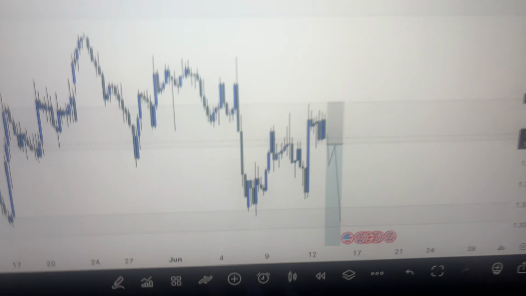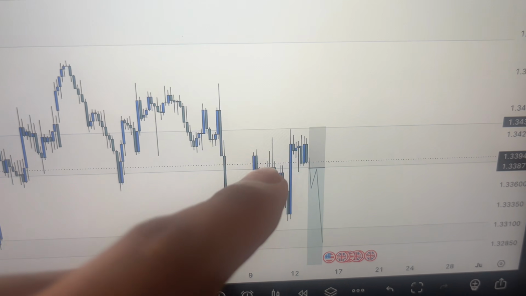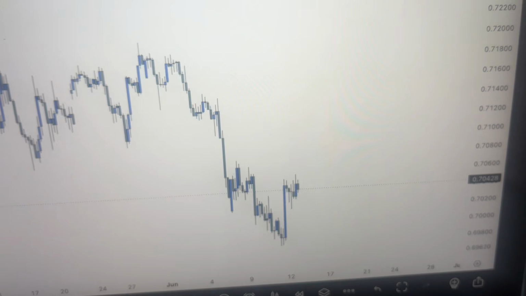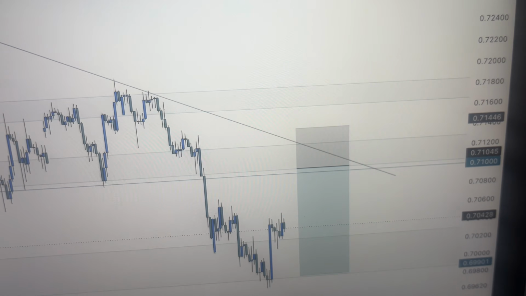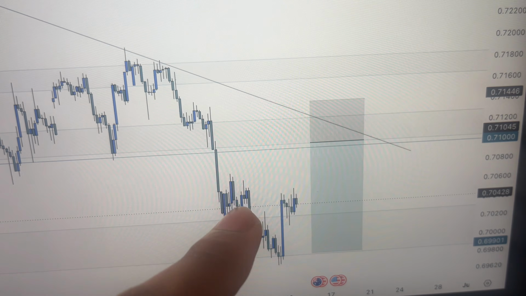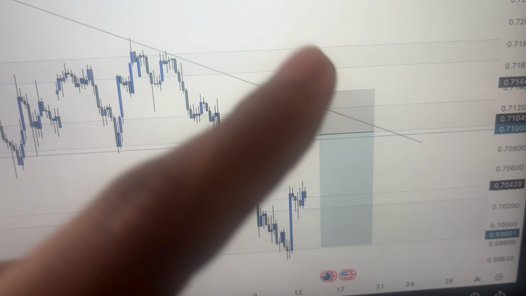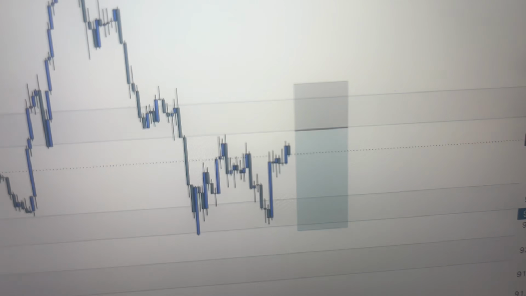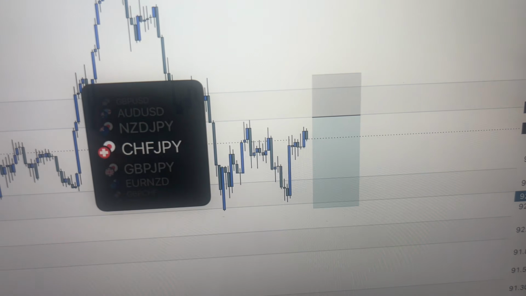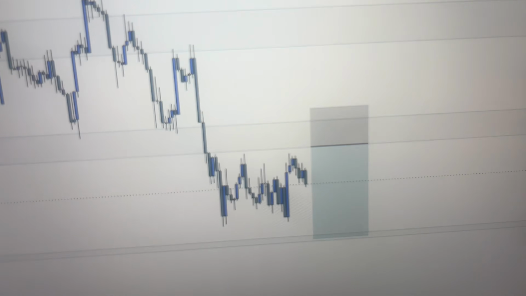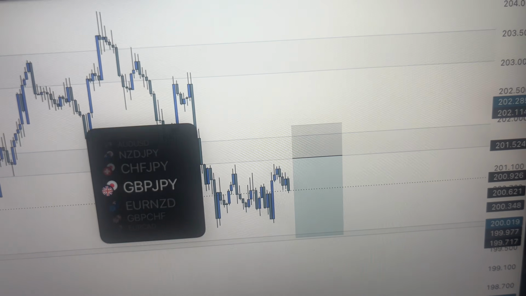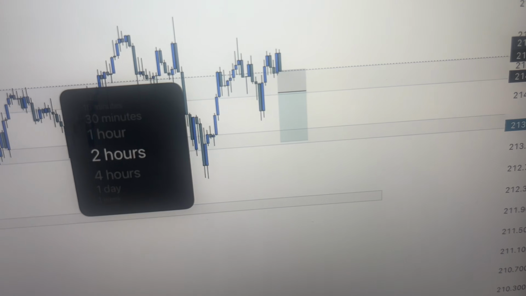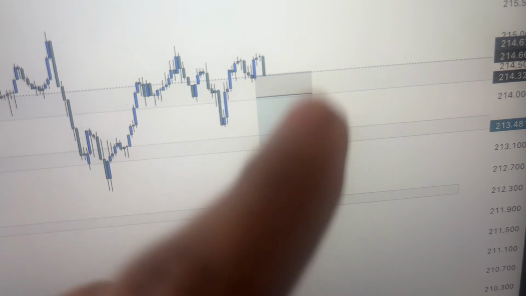So GBP USD also, price finally made it to the area, but I was waiting for the break and retest of the zone. We never had that, so I never took any trade. AUD USD, price never even made it to the area. For the whole week we have just been coming down, and then never pulled up to the area of interest. And then we have NZD JPY, price still never made it to the area, we never took a trade. CHF JPY, we never made it to the area, no trade. GBP JPY, we made it to the area, but I didn't get my entry, so I just ignored this pair.